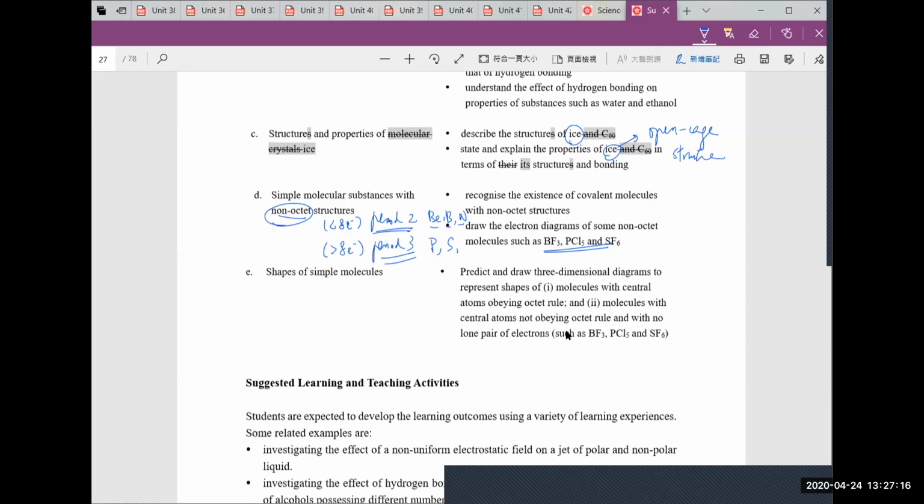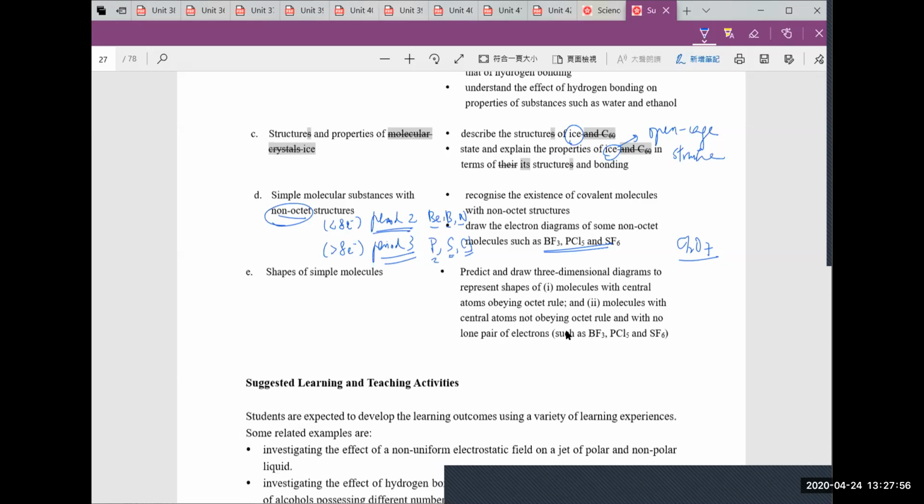How about the next one? The next element next to sulfur? It's not phosphorus. What about the next one? How about chlorine? Right, chlorine, we have it. We have a molecule like Cl2O7. If you refer to the periodic pattern, Cl2O7, you may find it. For the chlorine atom here, it has an expansion of octet.